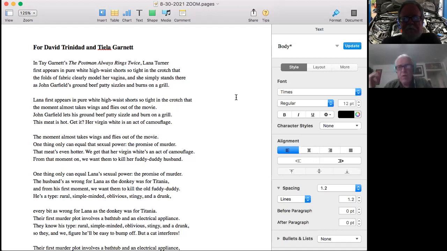Teela Garnett, I actually knew slightly from my high school days. She was best friends with my high school girlfriend, Mary, and Teela Garnett is the daughter of Tay Garnett. So I thought at first of calling the poem "The Postman Always Rings Twice," and then on the next line, "For David Garnett and Teela Garnett." But then I thought, the title of the movie is right there in the first line of the poem anyway. So why waste space on the page by just repeating the information, since there's already enough repetition? So I just thought I would put those two names, the dedication names, as the title.